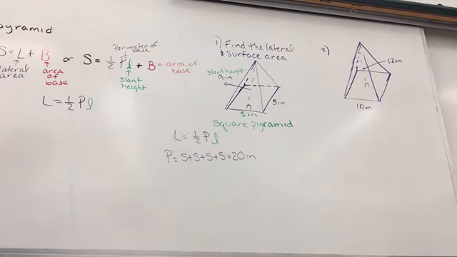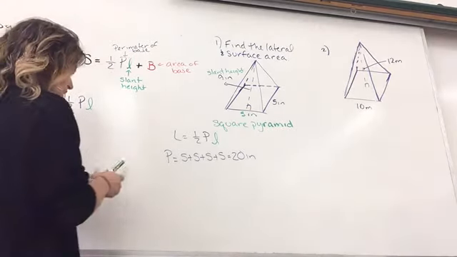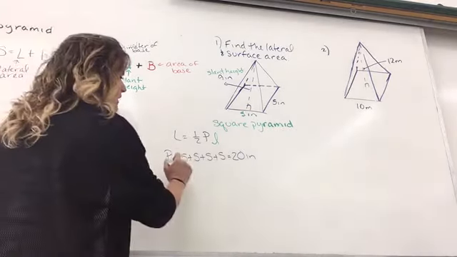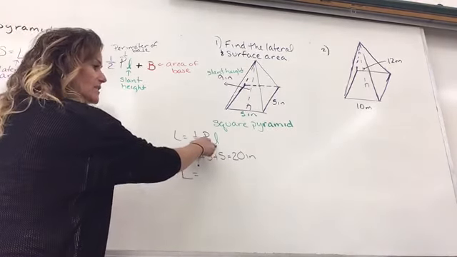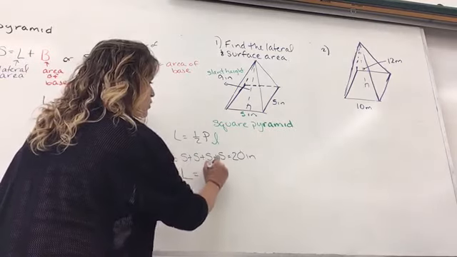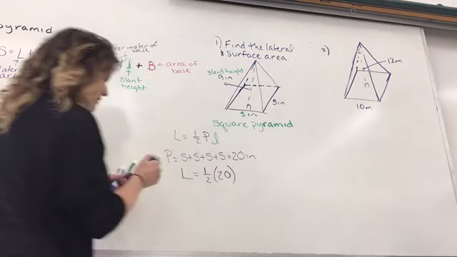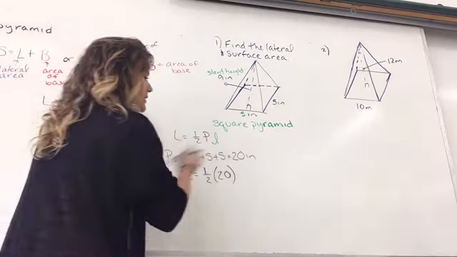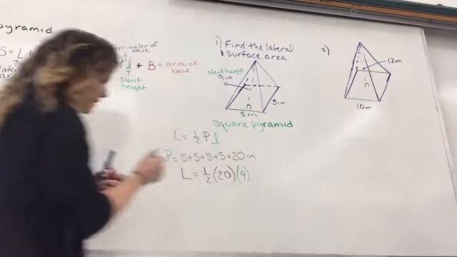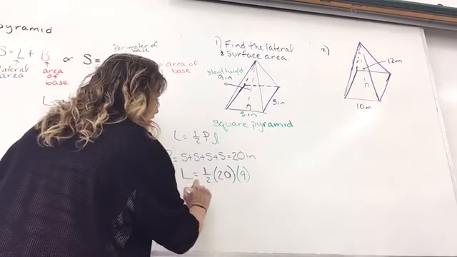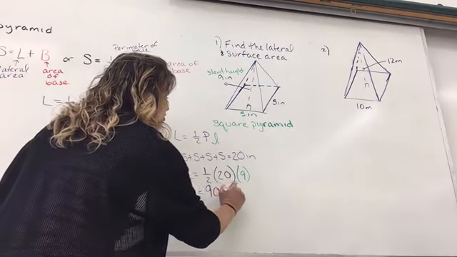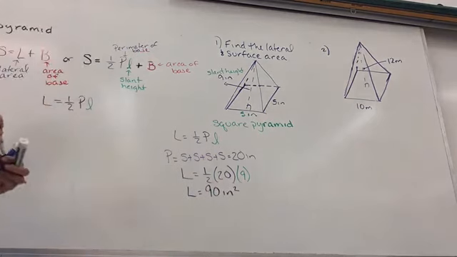The slant height they gave me, so now I'm ready to find my lateral area. Capital L is lateral area, little l is slant height. So 1/2 of 20 times 9. Well, half of 20 is 10. 10 times 9 is 90. So my lateral area is 90 inches squared.